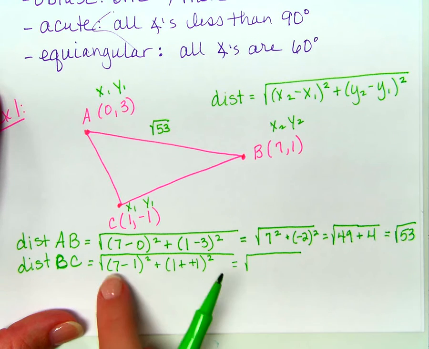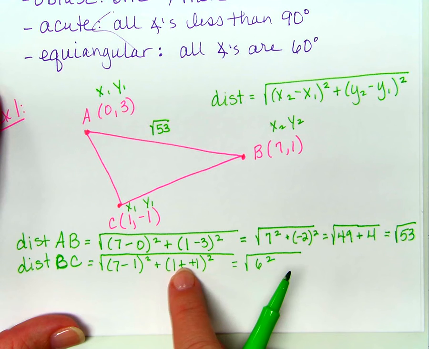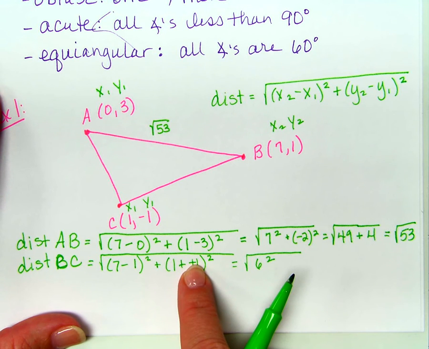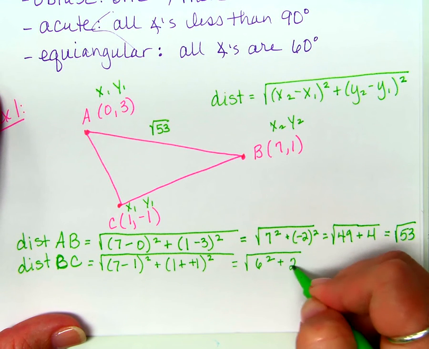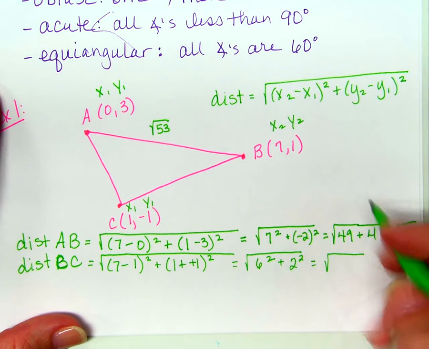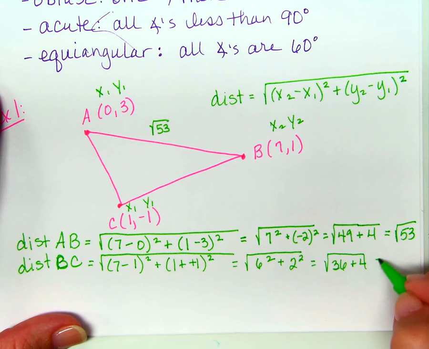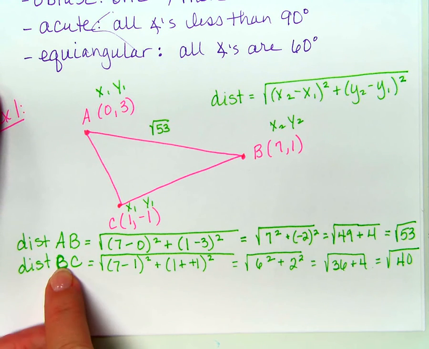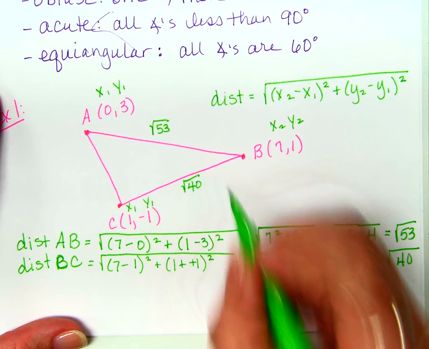So let's simplify this a little bit. 7 minus 1, 6. So 6 squared, 1 plus 1. Does anyone know what 1 plus 1 is? Okay. Scared me a little bit. Simplify it a little bit more. If we take it slow, it's not difficult, right? What's 6 squared? 36. What is 2 squared? And one last step. What is 36 plus 4? 40. Now that was the distance from B to C, right? So that was this distance right here. So this is the square root of 40.